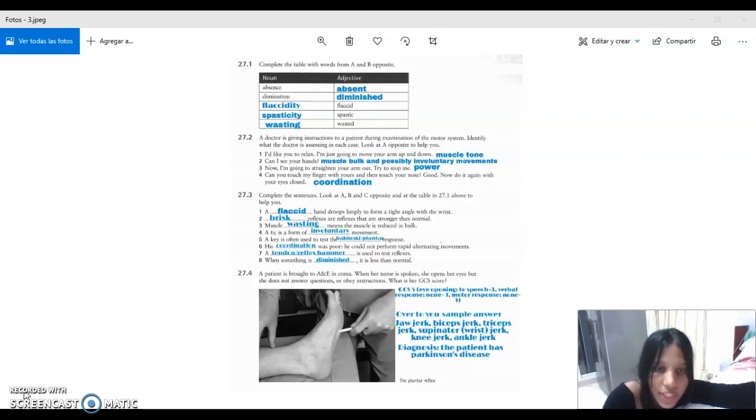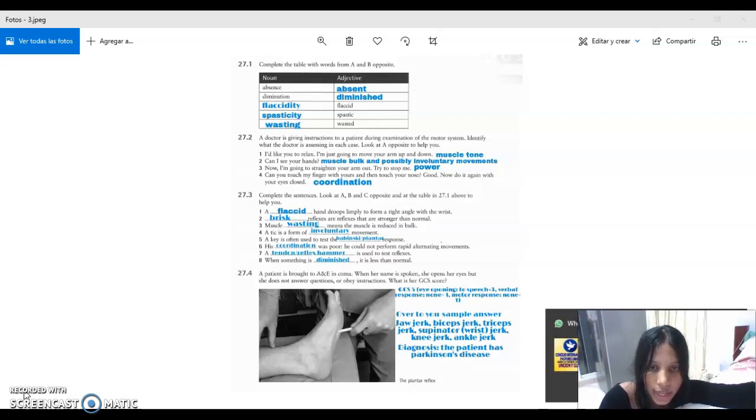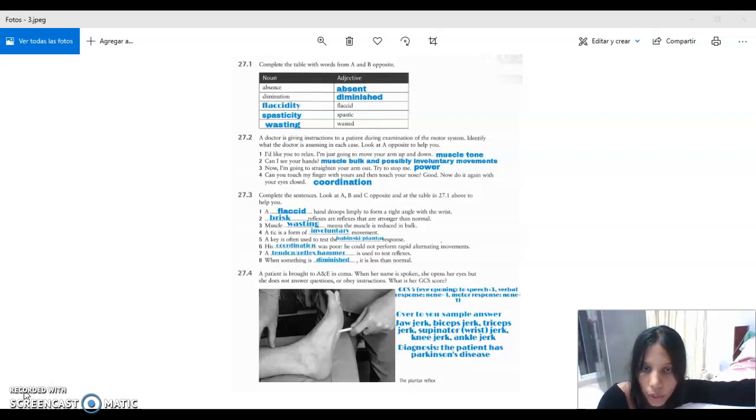27.4. A patient is brought to A&E in a coma. When her name is spoken, she opens her eyes, but she does not answer questions or obey instructions. What is her GCS score?